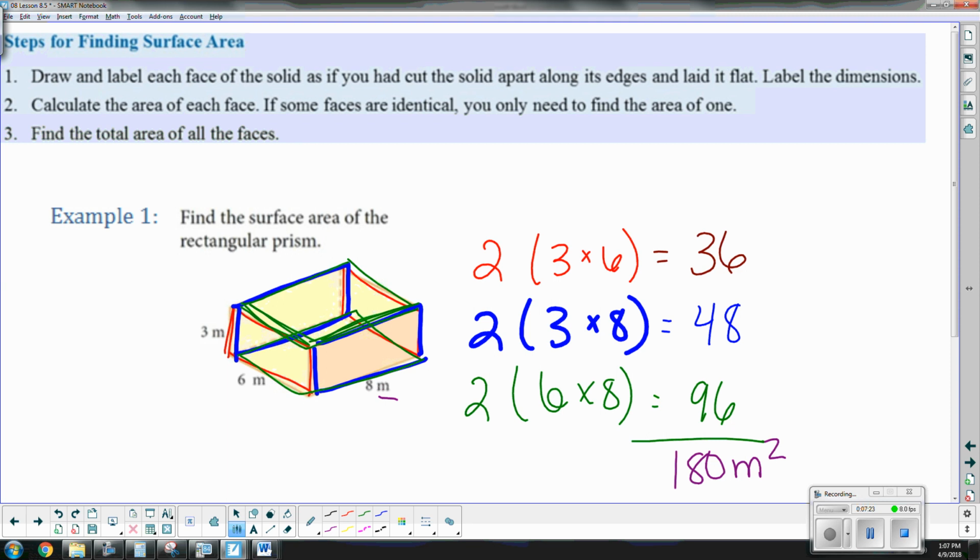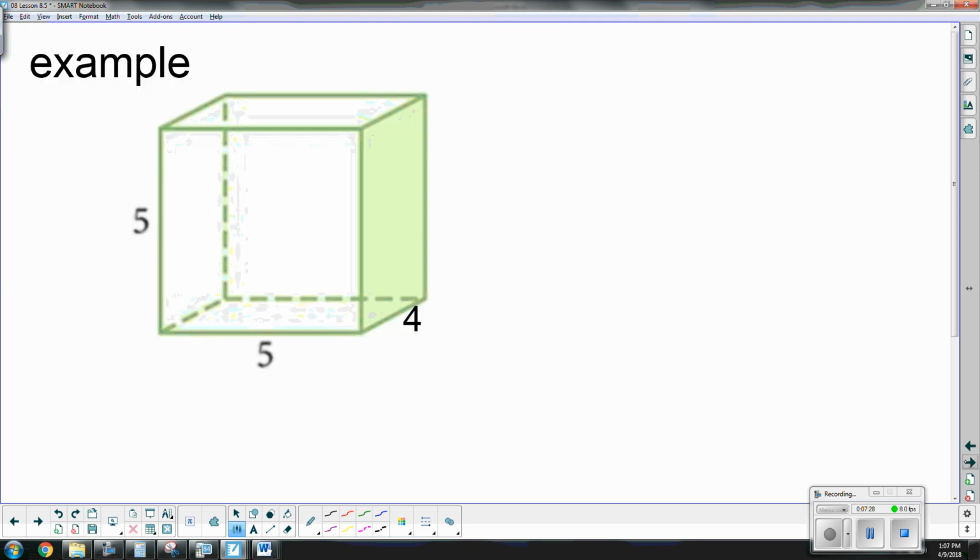So the surface area of this rectangular prism is 180 meters squared. So try this one on your own. Pause the video while you work, and you can unpause for the solution.